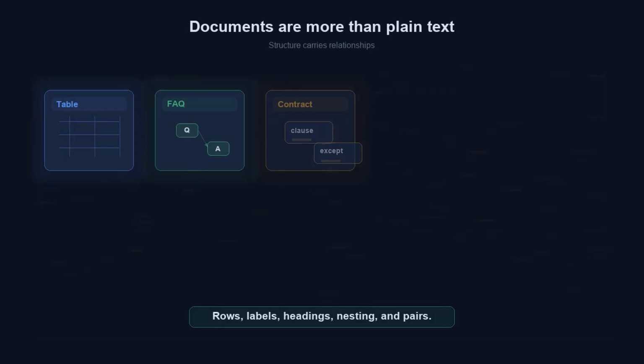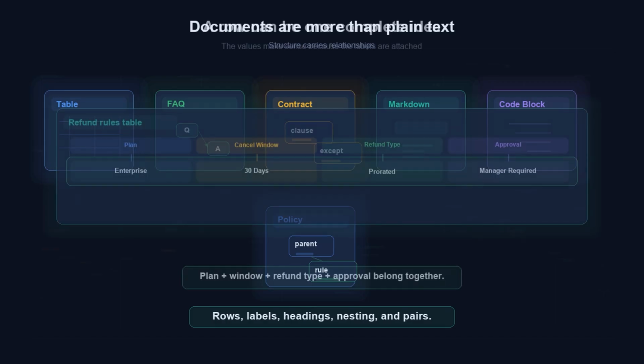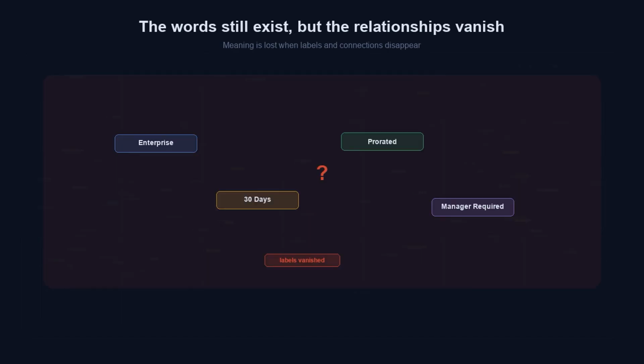So, semantic chunking is a different design philosophy. Some documents are not just plain text, right? They have structure like tables, lists, or code blocks, or FAQs, etc. If we ignore that structure, retrieval can break in subtle ways.